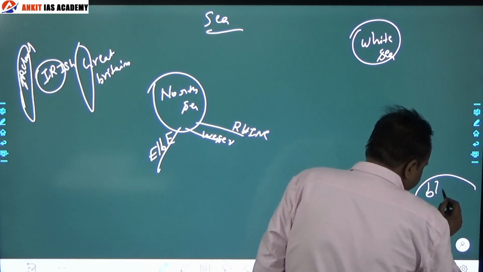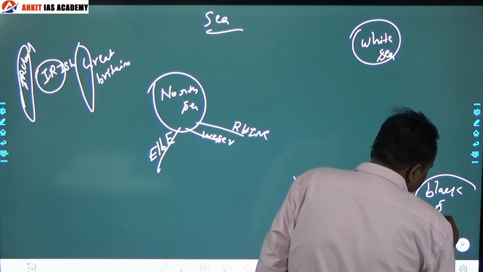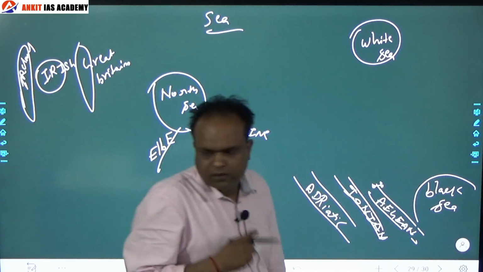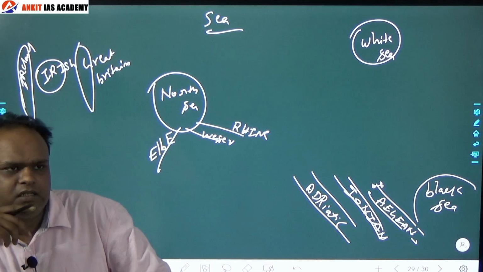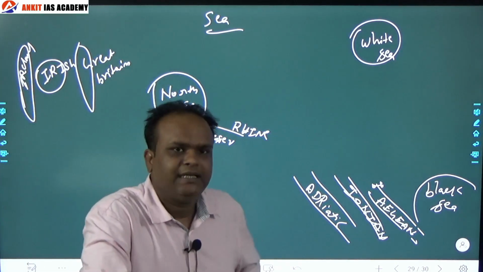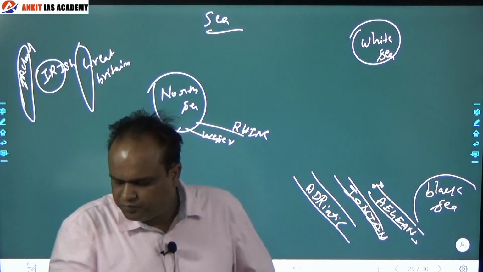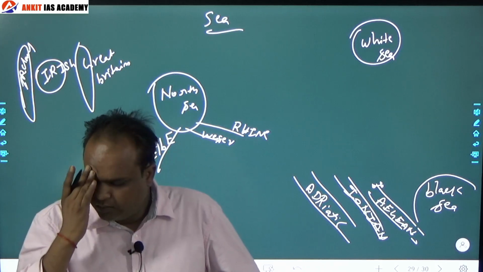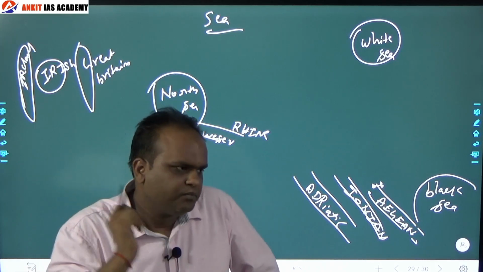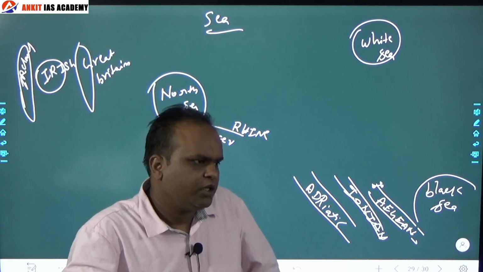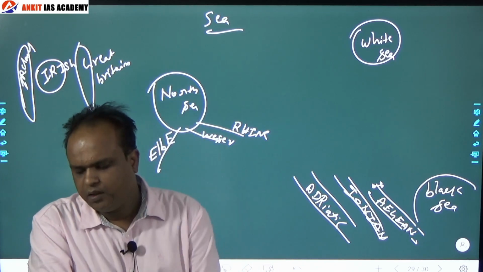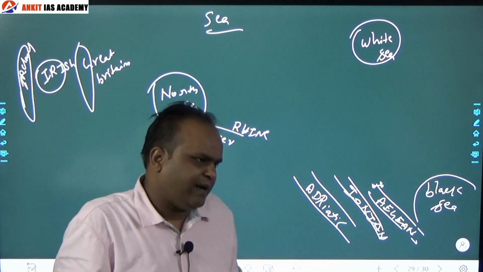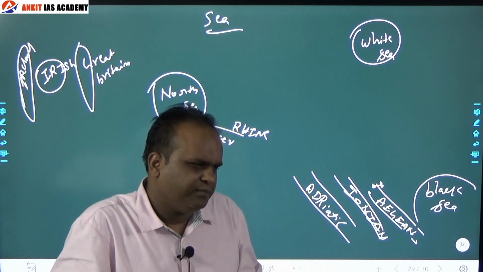Next is Black Sea. Note down, the Black Sea separates Europe and Asia. There are some rivers which drain into the Black Sea. Just note down the names.